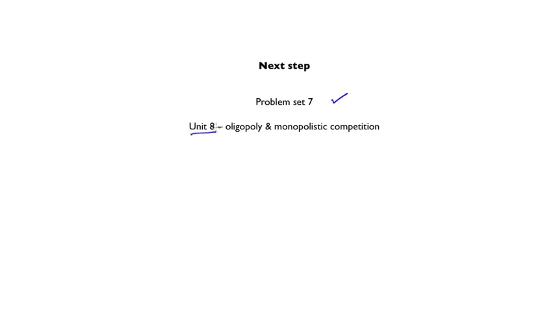And next unit, we're going to continue our study of imperfect competition by looking at the case of oligopoly, which you should think of intuitively as monopoly with two or more firms, and the case of monopolistic competition, which is going to be very interesting for branding and marketing. It has big implications that we will explore.